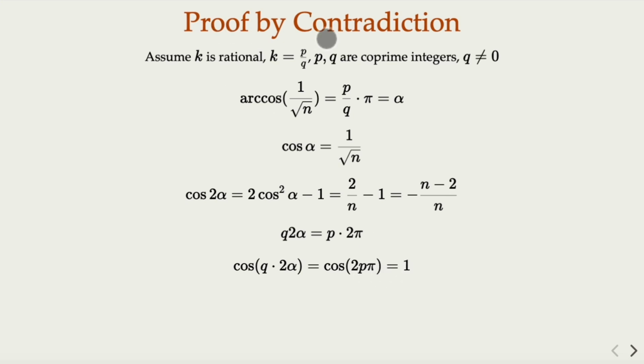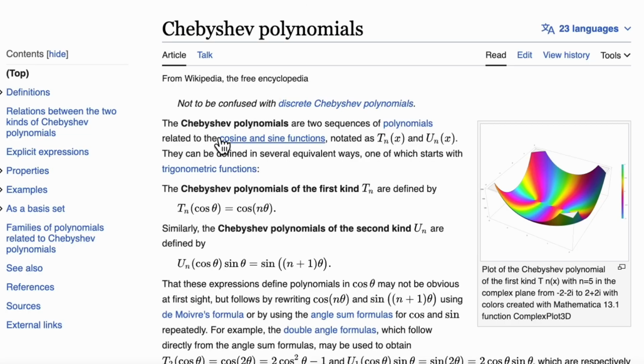So we want to prove by contradiction. We want to have a contradiction somewhere. You may get stuck. However, what we need to use is what's called the Chebyshev polynomial. So let's look at the Wikipedia page here. It's basically a sequence of polynomials related to cosine and sine.